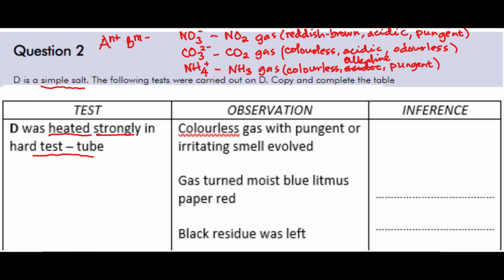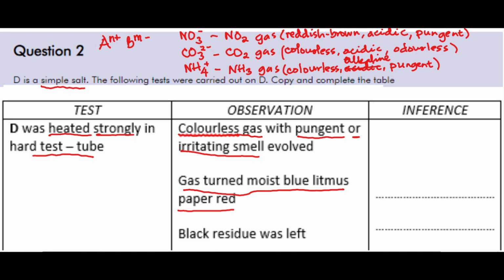But the challenge here in this question is that the gas evolved does not fit into any of these. Look at this. It's a colorless gas with pungent or irritating smell evolved. Now, the two colorless gases that we have here are CO2 and ammonia. CO2 is odorless, doesn't have a pungent smell, so it cannot be CO2. And ammonia has a pungent smell, good. But we are told that the gas turned moist blue litmus paper red, telling us that the gas is acidic and not alkaline. So it cannot be ammonia because ammonia is alkaline. If it were ammonia, the reaction would have been: gas turned moist red litmus paper blue.